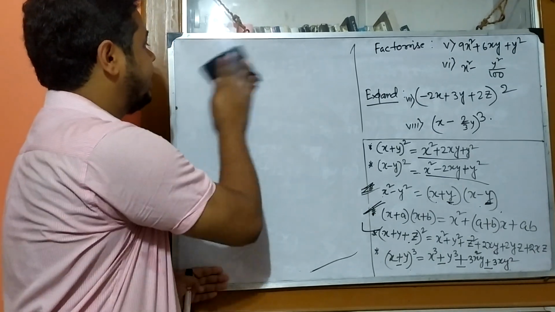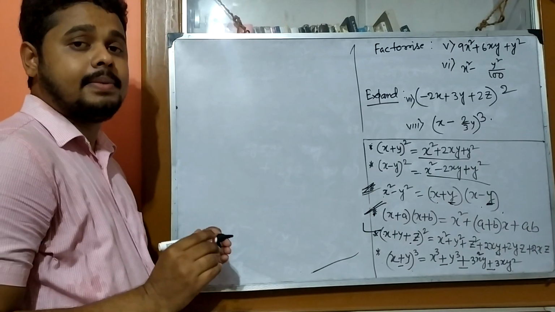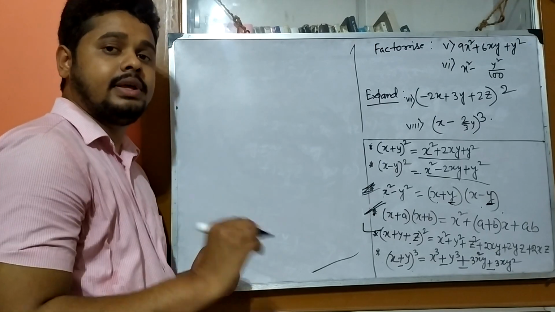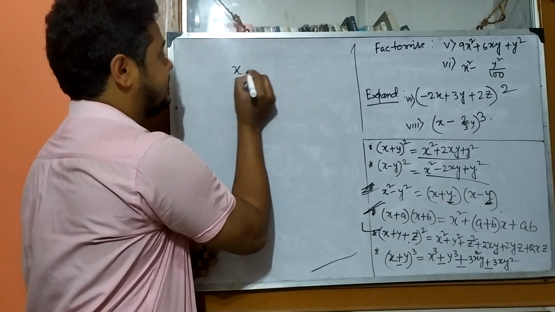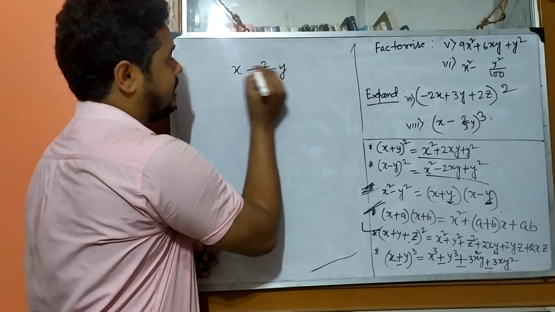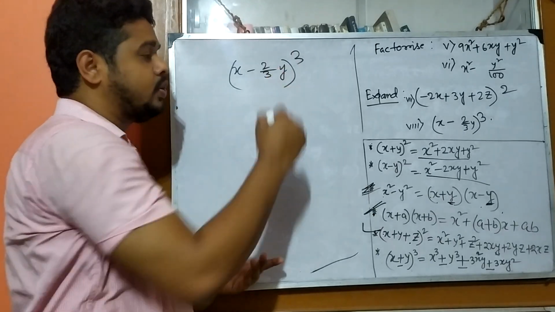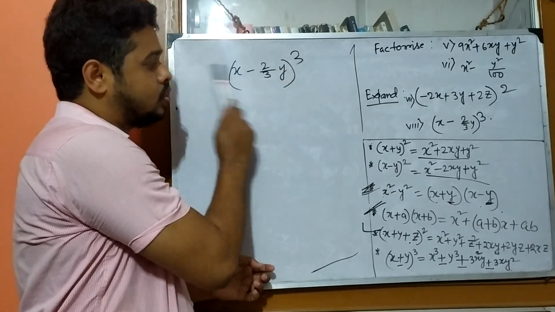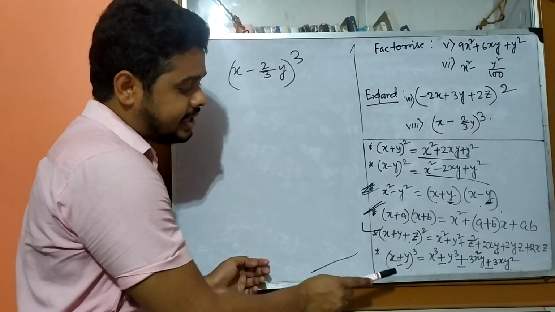So before starting any problem, memorize all the identities very carefully. Write identities repeatedly. Okay, practice it. Now, which identity you have to use? That is (x minus y) whole cube. 2 parts and power is 3. That means this identity I write here.